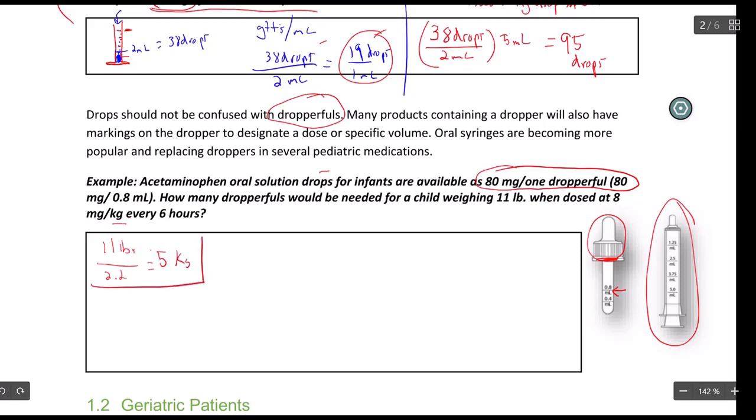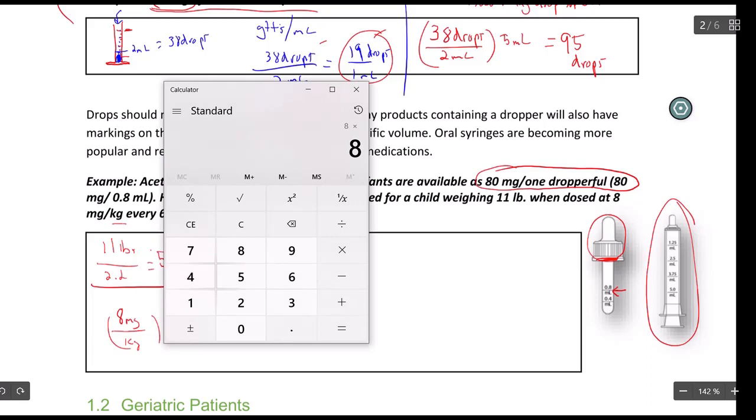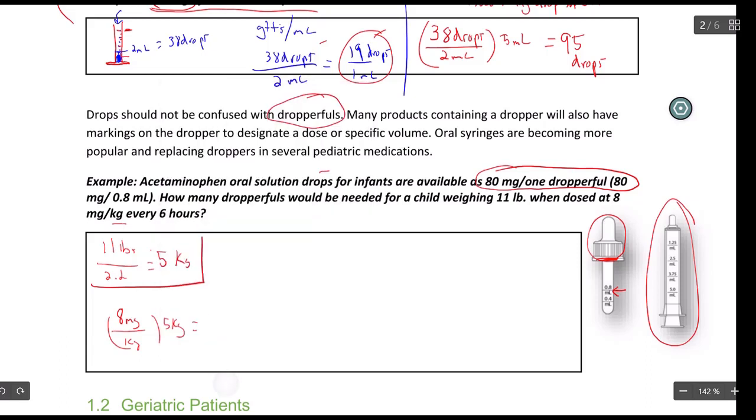Next, it's dosed at 8 milligrams per kilogram. 8 milligrams for every kilogram, and I'm going by 5 kilograms, right? 8 times 5, you got your 45, or 40 rather. And now this is 40 milligrams every 6 hours. So now we converted the milligram per kilogram to a dose. So the dose is 40 milligrams every 6 hours. And now we're looking at, well, how many dropper fulls would that be?